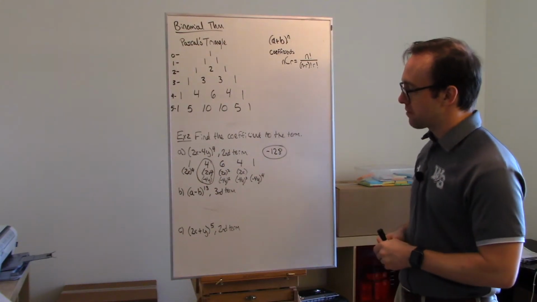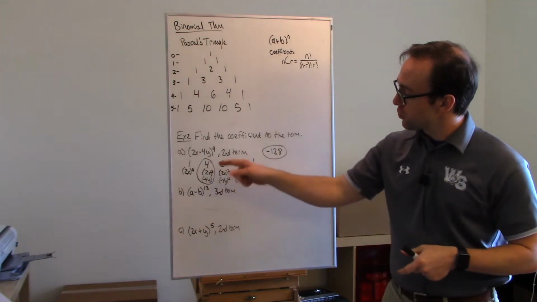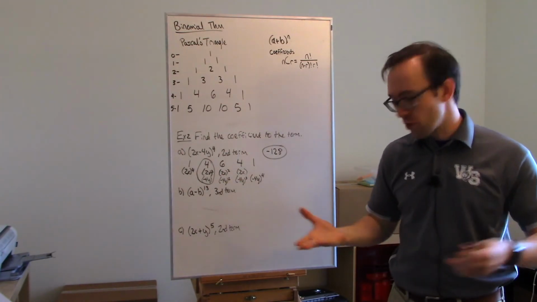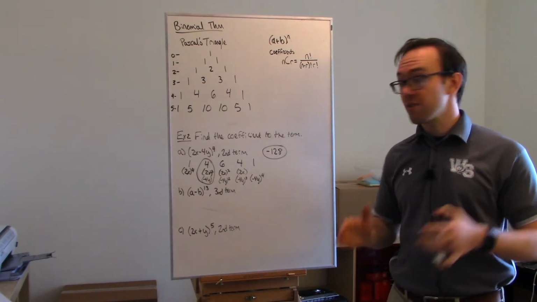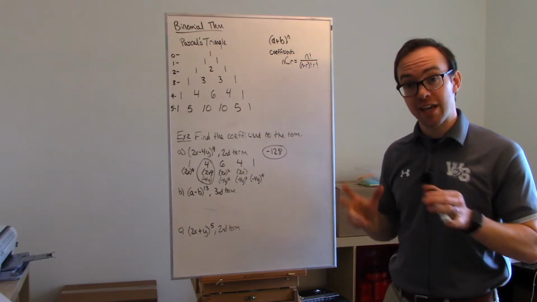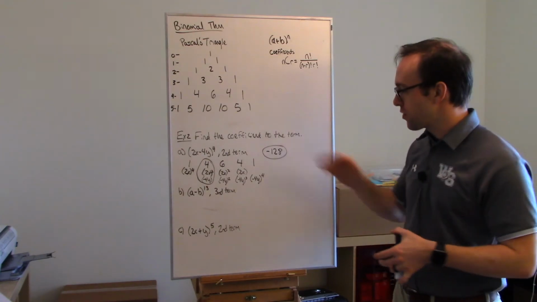So negative 128. That's what you get when you multiply 4 times 2 to the third power, or 8, times negative 4. That's the only number they're asking for in these problems. So you're just finding that coefficient number for that particular term.